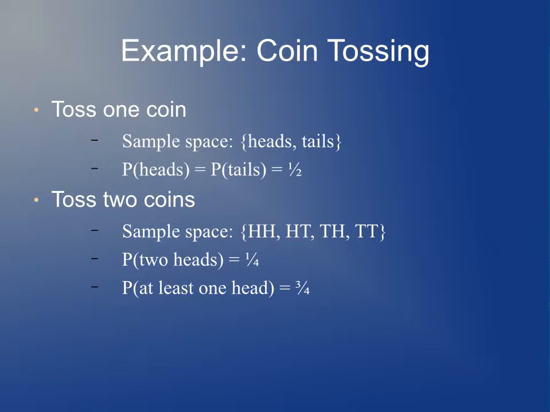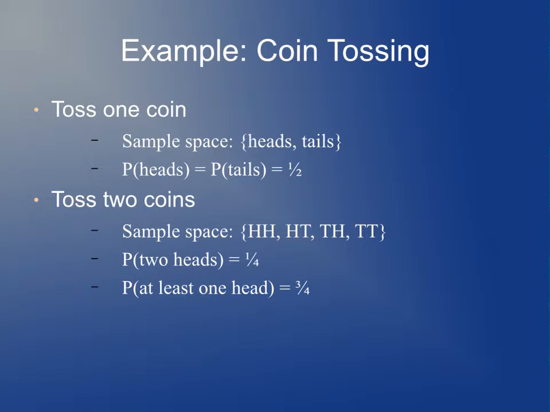Another scenario is that we toss two coins. In this case, there are 4 possible outcomes in the sample space. We could get 2 heads, a heads and a tails, a tails and a heads, or 2 tails. And to find the probability of a given event, you take the number of elements of the sample space that satisfy the condition in question, divided by the total size of the sample space.